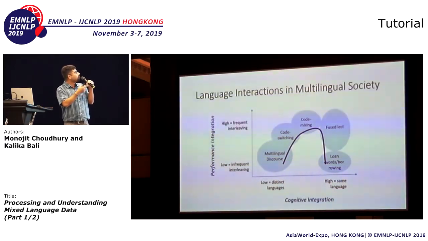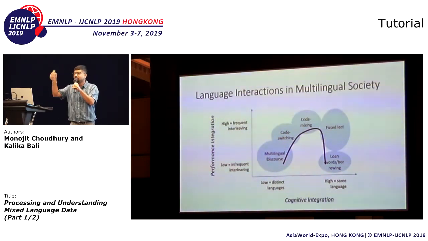So we will come back to this diagram again and again, because it's very important to keep these things in mind when you are designing technology solutions. So you have to identify where your case lies in this continuum. But I should also emphasize that this is a continuum. So where code switching ends and where code mixing begins, or where multilingual discourse ends and code switching begins, are not clear at all. I mean, there are no sharp boundaries.